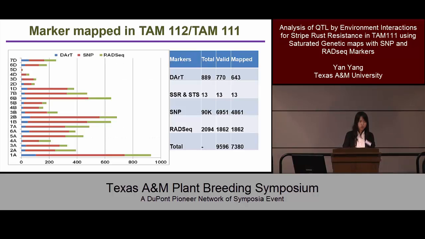This graph shows the different marker data. We can see that the SNP markers are the majority, and a total of four chromosomes have over 500 SNP markers mapped. But three chromosomes from the D genome have less than 100 SNP markers mapped.